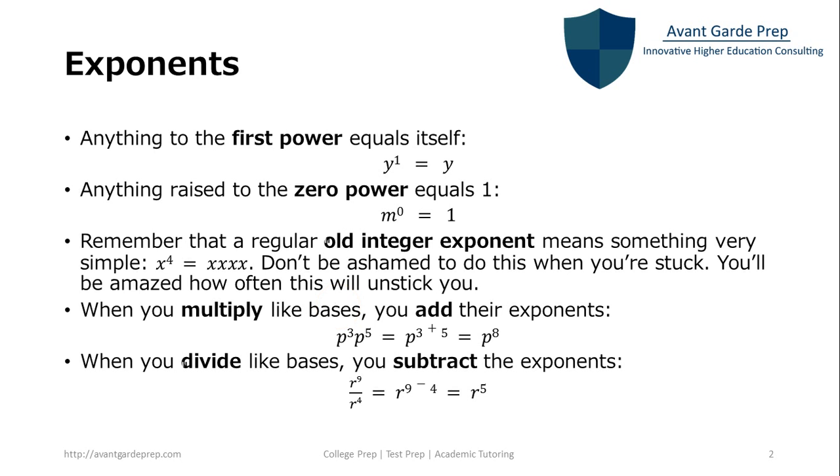By definition, an exponent is equivalent to the base times itself, the number of times equal to the exponent. For example, x to the fourth actually just equals x times x times x times x.